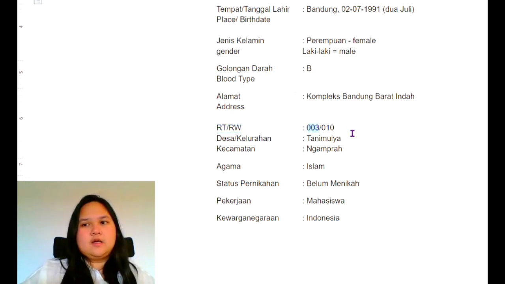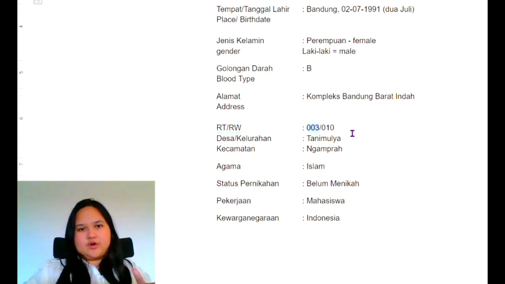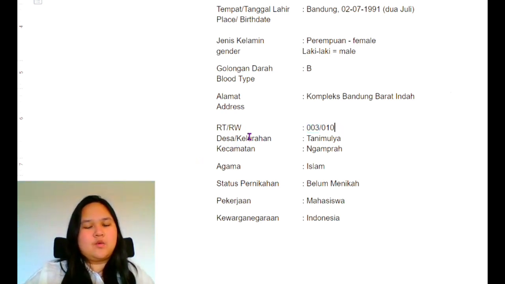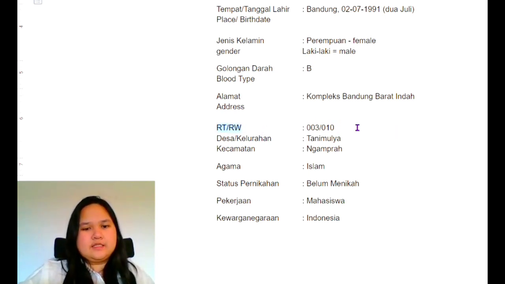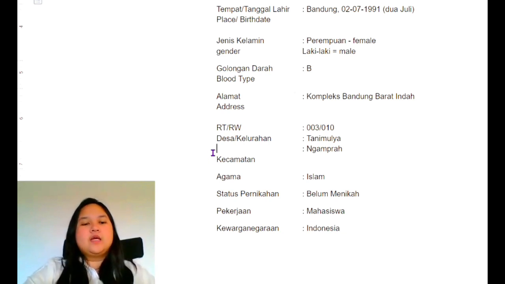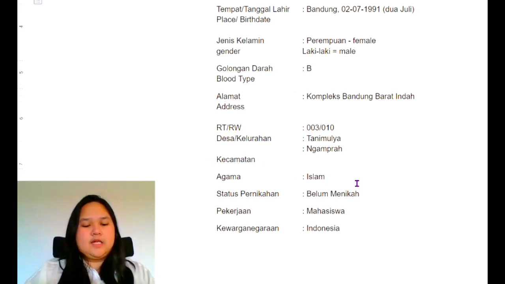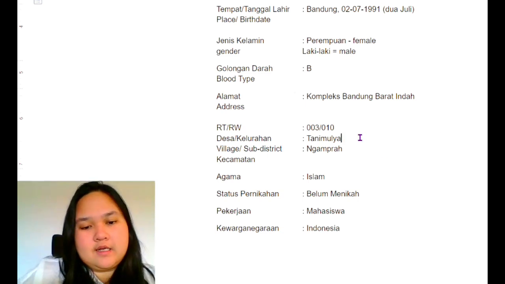So it's basically the number of the group in the neighborhood. All right. And we have also, I think it's only in Indonesia, so I'm not sure how it is in other countries, but we call it like this, and it usually consists of numbers. And we have also desa or kelurahan. Desa itself is village, and kelurahan is sub-district. So it's smaller, right? A sub-district. Yeah, the same in Indonesia.